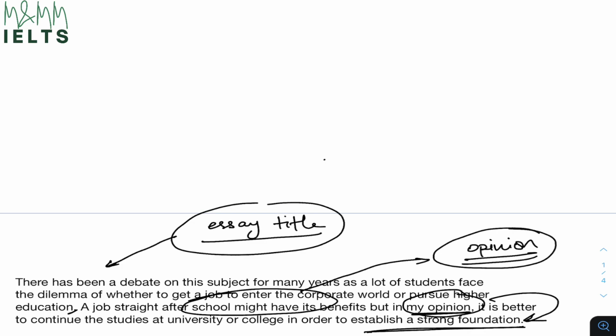I have straight away shared my opinion in the introduction. So one box is ticked off. The examiner knows that yes, this is the opinion of the student. So at least one less headache we have, one less thing to take care of. Now the next priority is to discuss both views, which we will do in body 1 and body 2. Let us have a look at that.